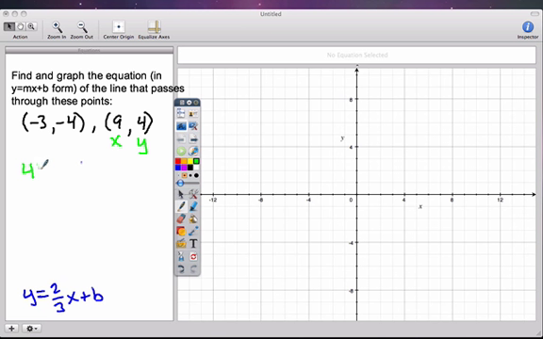So when we plug in these two values, we'll get 4, we've plugged the 4 in for y, equals 2/3 times 9, we've plugged in 9 for the x, plus b. And if we continue to work that out, we get 4 equals 2/3 of 9 is 6, plus b. We subtract 6 from both sides. We get -2 on this side is equal to b. So we know that b equals -2.